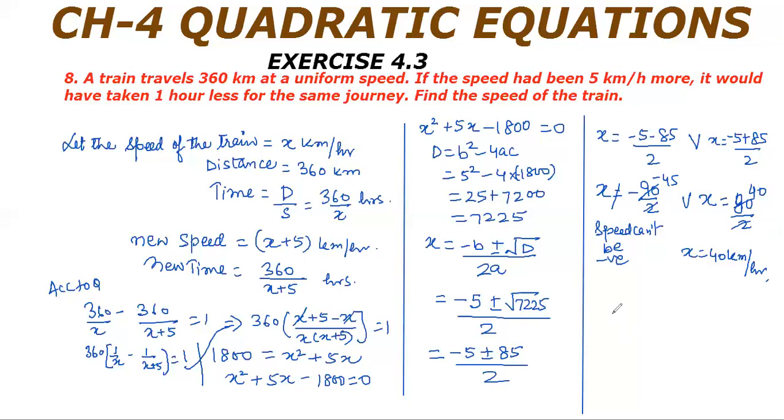Therefore, the speed of the train is 40 kilometer per hour. Since it is a word problem, it is preferable to give the answer in words. So I hope it is clear. Children, let's move to the next very important question of this exercise.